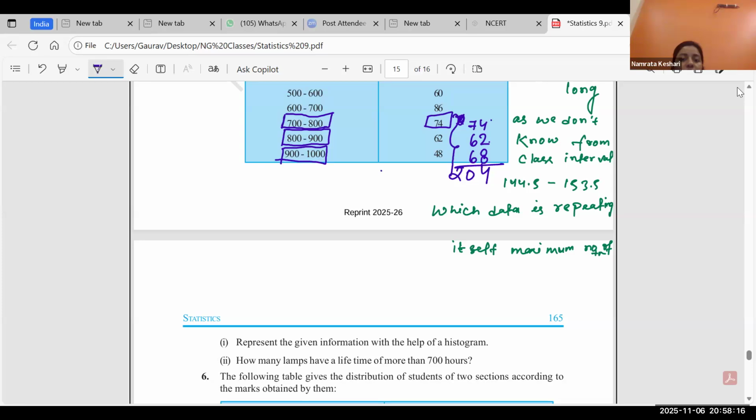Okay, so please do the next part: the number of lamps which have a lifetime of more than 700 hours are 74 plus 62 plus 68, that is 204. Is it making sense to all of you what we are doing exactly?